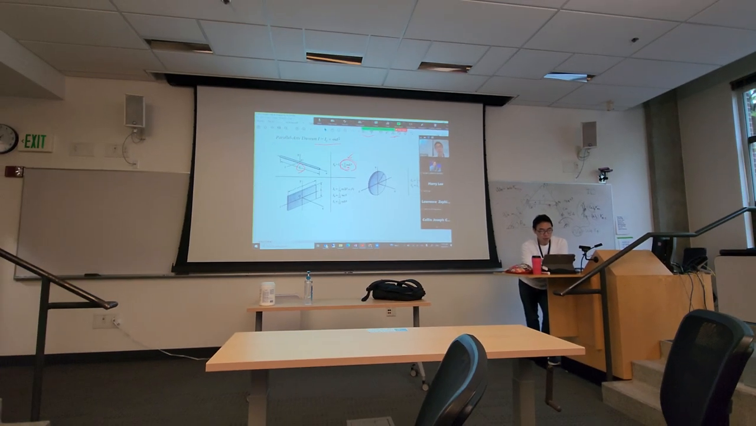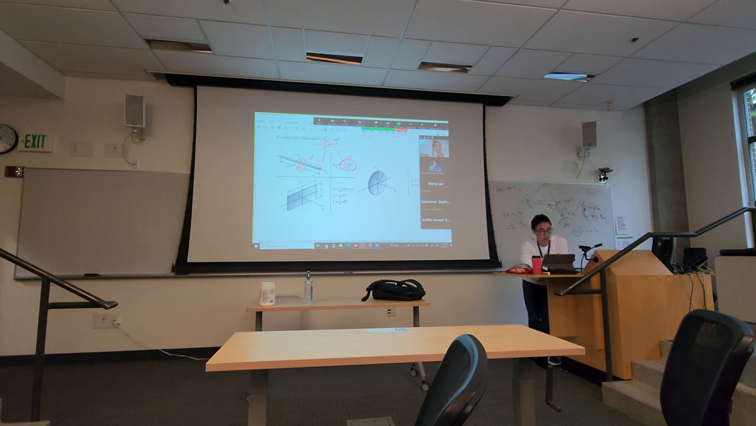This formula assumes that your rotation is about the center point. But if the point of your rotation is moved from here to here, for example, your J value, the moment of inertia, will change. How? Using this formula. But if the center of the new rotation is this far, then you have I plus m times d, the distance squared. Then this is going to be the new moment of inertia.